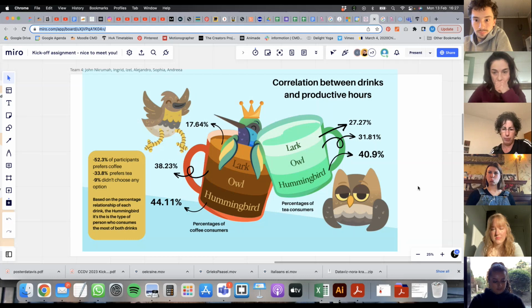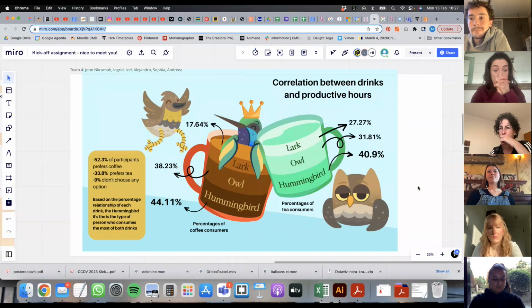But again, it was something that we wanted to make really different and unique. And we chose the mugs, for example. Ingrid, Isel and Alejandro in our group did the visualizations really well. We all shared the sketches together. We all had a call. We all discussed how to present everything. We had a draft on it.